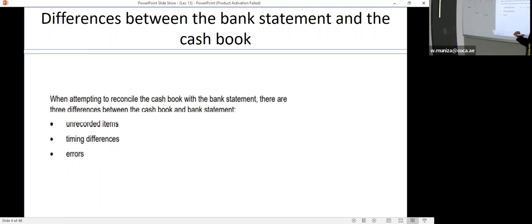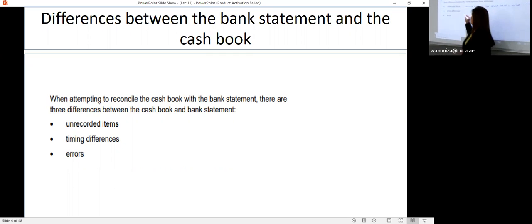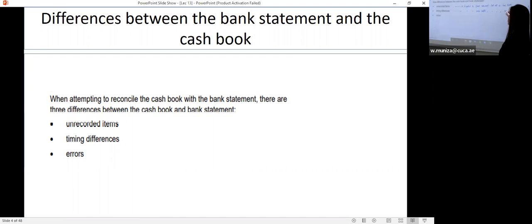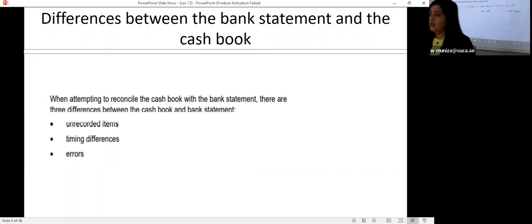Then the second type of difference which is going to arise is due to timing. Timing differences are those kinds of things which are recorded in the cash book, but not in the bank statement. These are due to the clearing processing time.